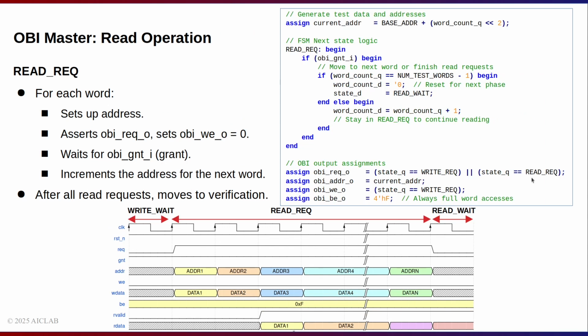OBI master read operation. The read operation is similar to the write operation. Here the write enable is low and the write data bus is a don't care. Again, when the FSM is in the read request state, the request signal is set to high.